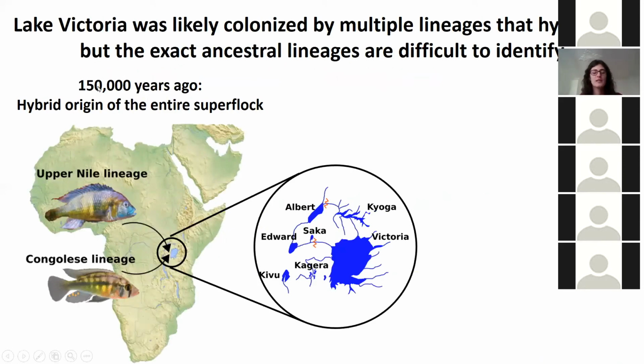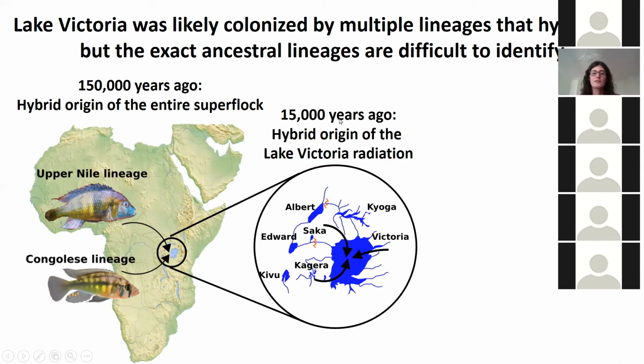So we had originally, 150,000 years ago, a hybrid origin of the entire Lake Victoria region superflock. And then about 15,000 years ago, at the beginning of the formation of Lake Victoria, it seems that there was another hybrid origin, but now just of the Lake Victoria radiation itself. So less divergent lineages, maybe from different refugial swamp populations, we don't really know, came together in Lake Victoria, hybridized and radiated again.